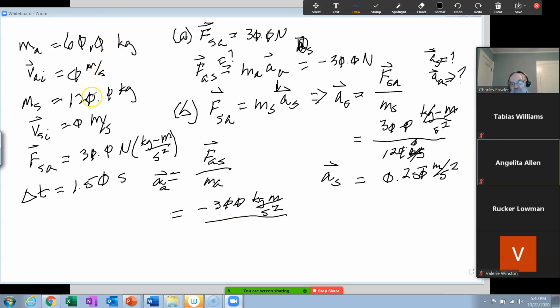He was, or she was, or it was 60. And by the way, masses are always positive. Can't have a negative mass. Some body there is going to have a positive mass. The kilograms cancel out, and if you get your calculator, that gives you 3 over 6. So it's minus 0.500 meters per second squared.